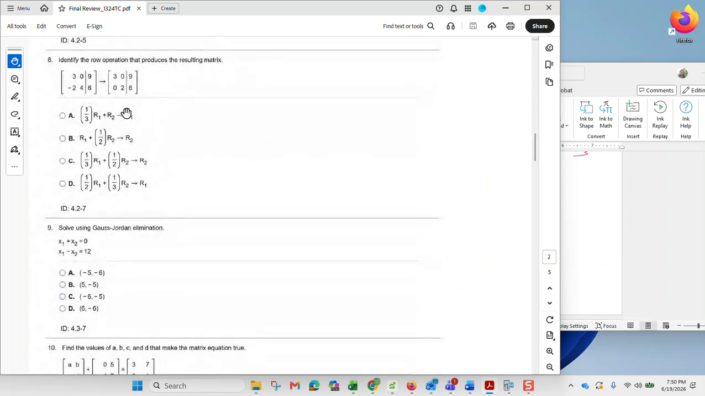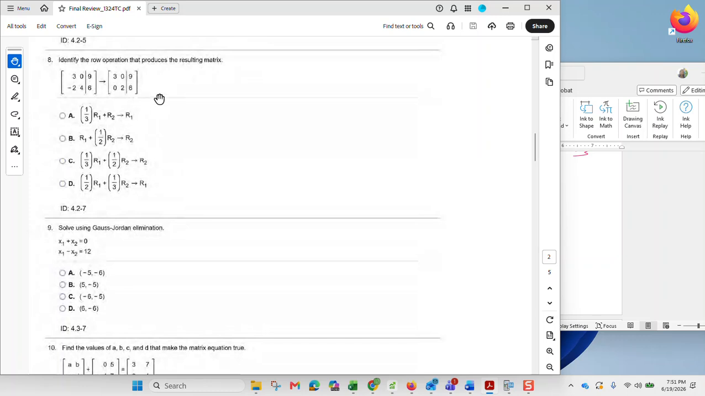Okay, so let's look at this one right here. Identify the row operation that produces the resulting matrix. You can see 3, 0, 9 and 3, 0, 9, same thing, row 1 did not get replaced. So if you have anything that replaces row 1, that should be incorrect, right? Because row 1 stays the same, unless you go through all these operations and still get the same thing as the original numbers.